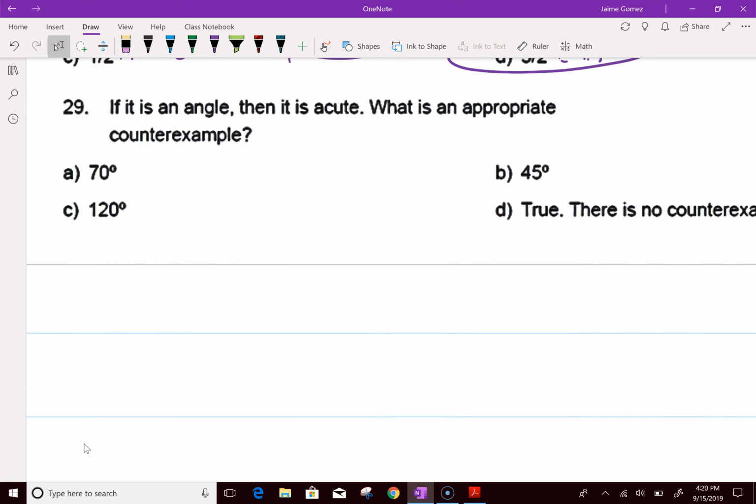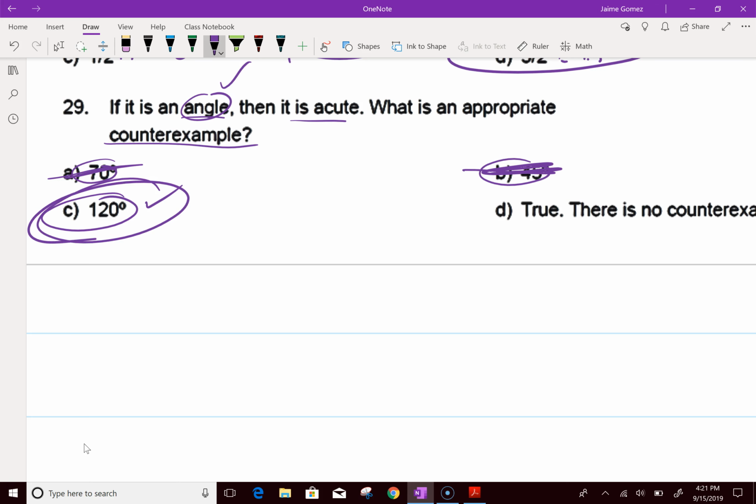29. If you have an angle, that angle is acute. What is an appropriate counterexample? Well, do all angles have to be acute? No. Is 70 degrees acute? Yes, but I want to prove that's not one. Is 45 degrees acute? Yes, I don't want an acute angle. 120. Is 120 an angle? Yes. Is 120 degrees acute? No. It's obtuse, so that's the one I want.